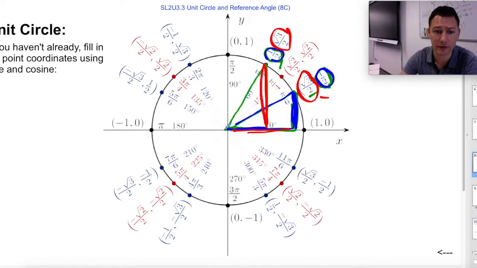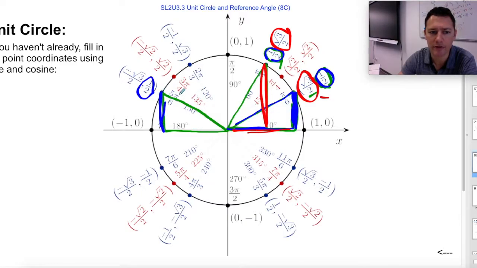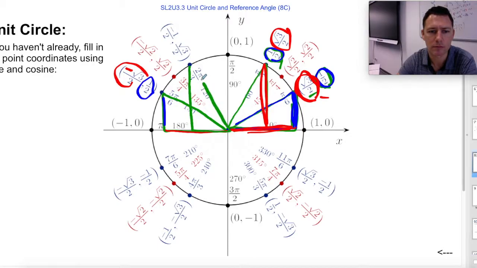The triangles exist in other spots, right? They exist over here, like that. And this point is half up, just like this one's half up. They're at the same height. But it's the same distance over, root 3 over 2 over, but it's backwards. So that's why it's negative right there, right? Same thing with this triangle, like that. So you can find the exact values for all of those. They're all the same values. They're just flipped around and made negative or positive.